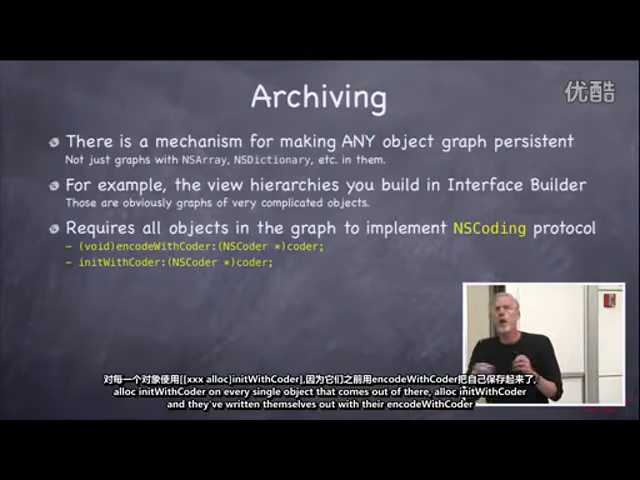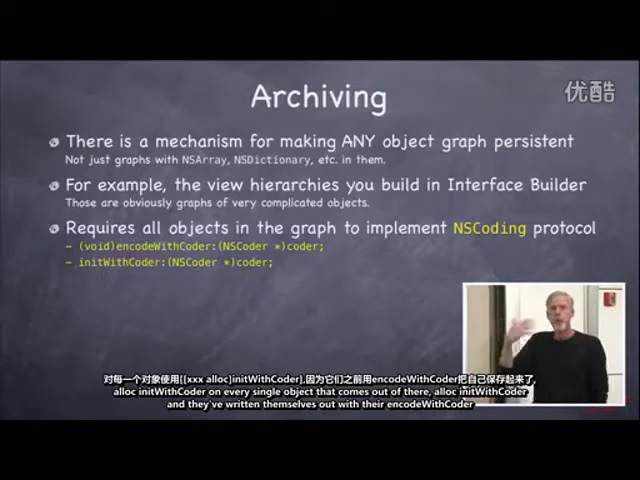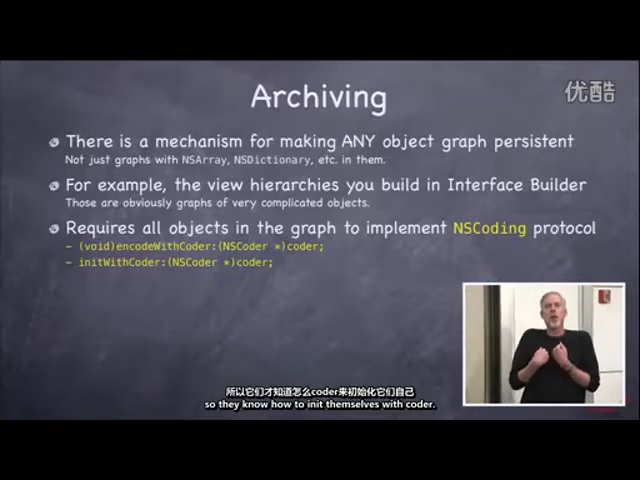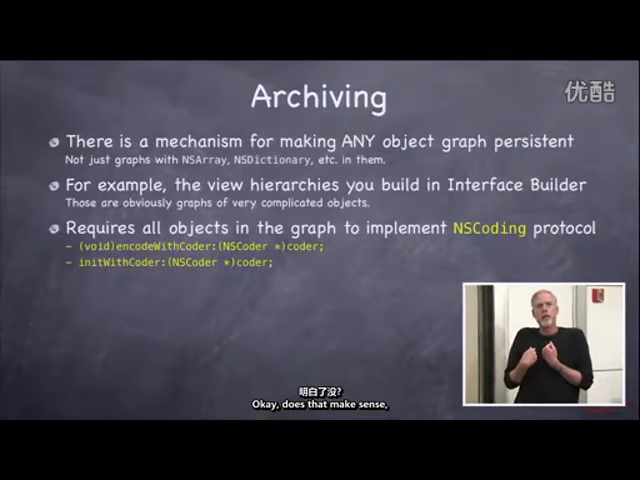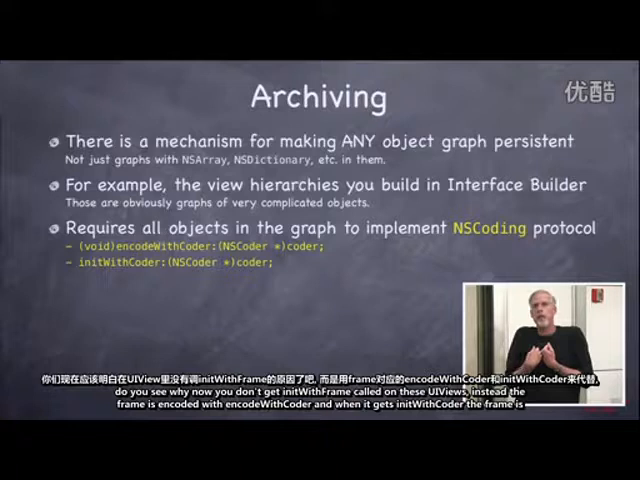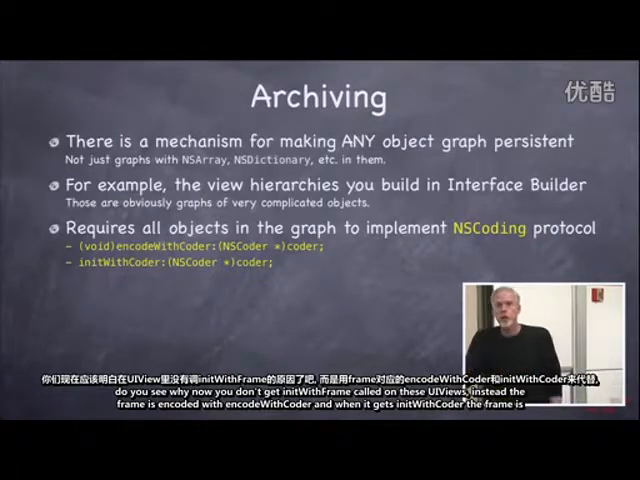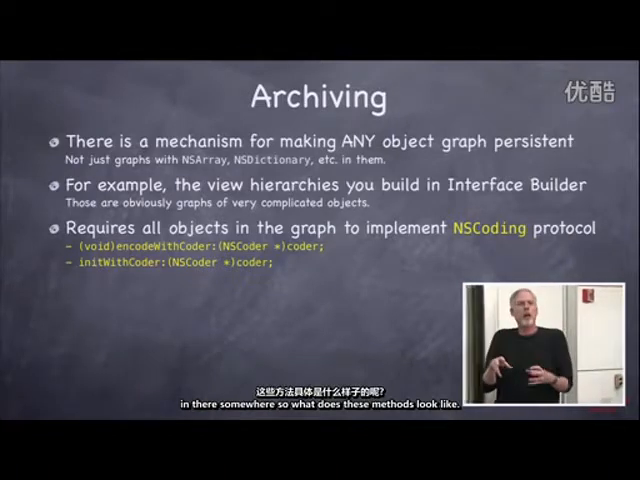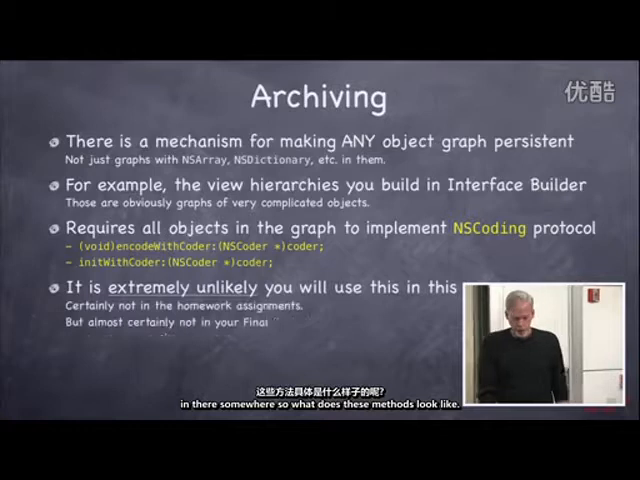Alloc init with coder on every single object that comes out of there. And they've written themselves out with their encode with coder, so they know how to init themselves with coder. Okay, does that make sense? You see why now you don't get init with frame called on these UI views? Instead, the frame is encoded with encode with coder, and when it gets init with coder, the frame's in there somewhere.